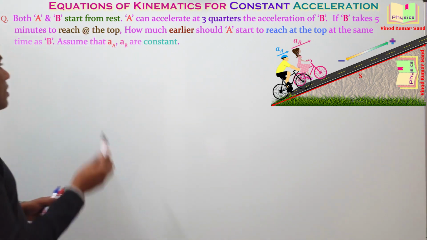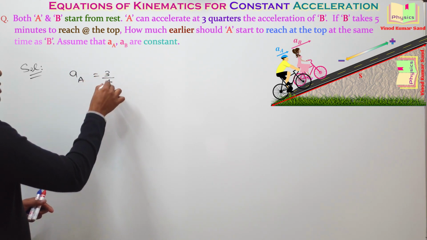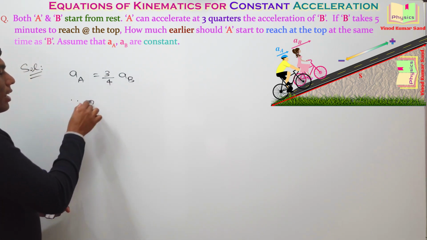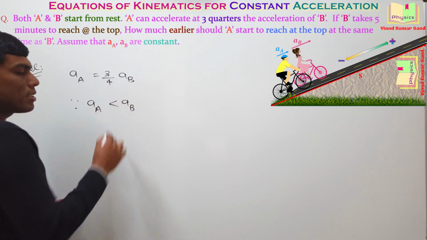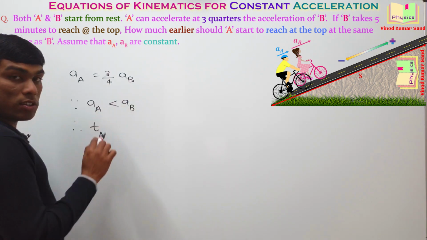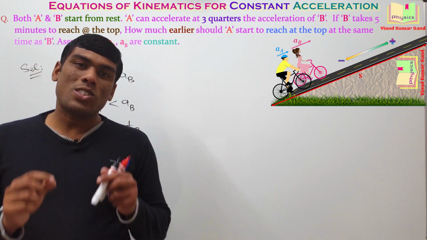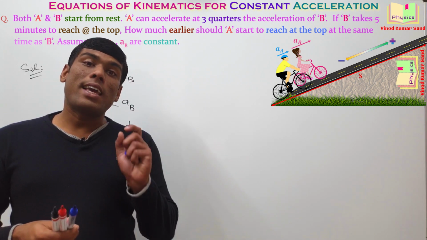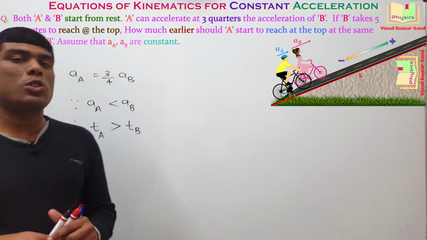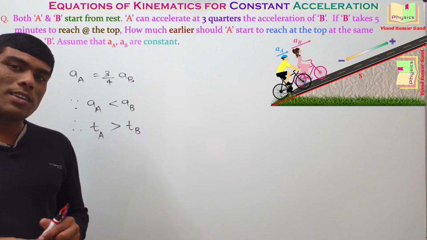One relation is given in the language of the question that acceleration of A is 3 by 4 the acceleration of B. If acceleration of A is less as compared to the acceleration of B, it surely indicates that the time taken by A to reach the top will be greater than the time taken by B. So if A and B start at the same moment, then A will reach late as compared to B at the top. Getting it? But the question is asking how much early A should start so both can reach at the same time. Can you think?